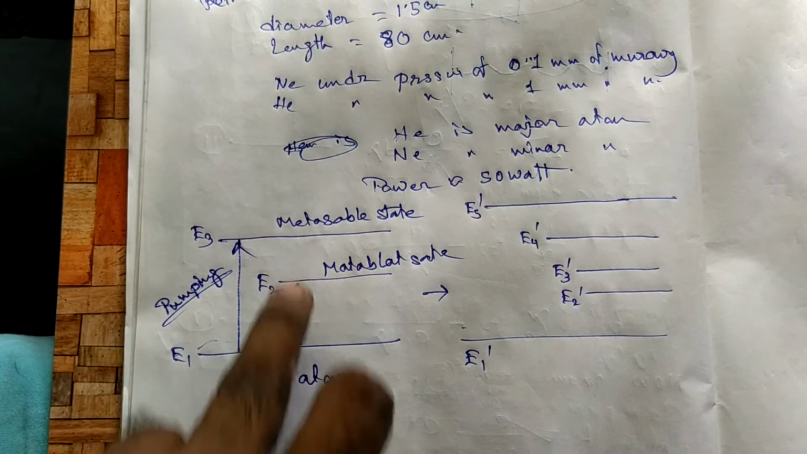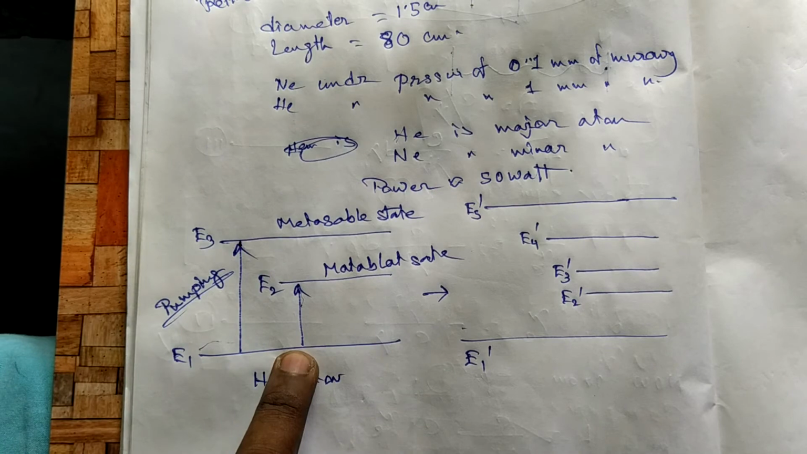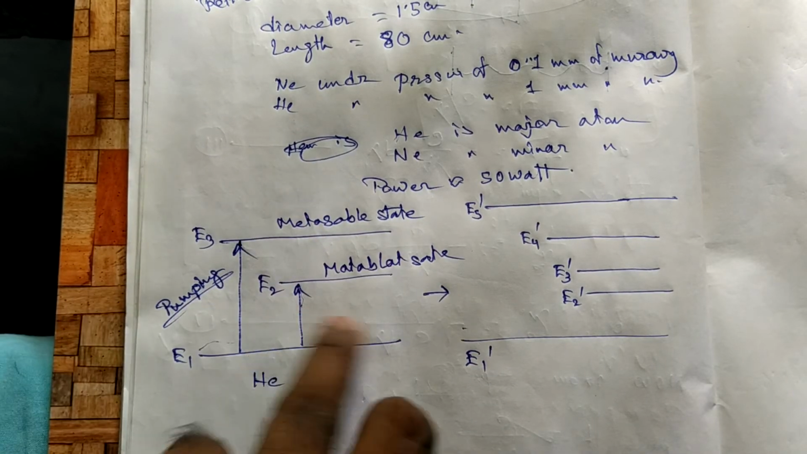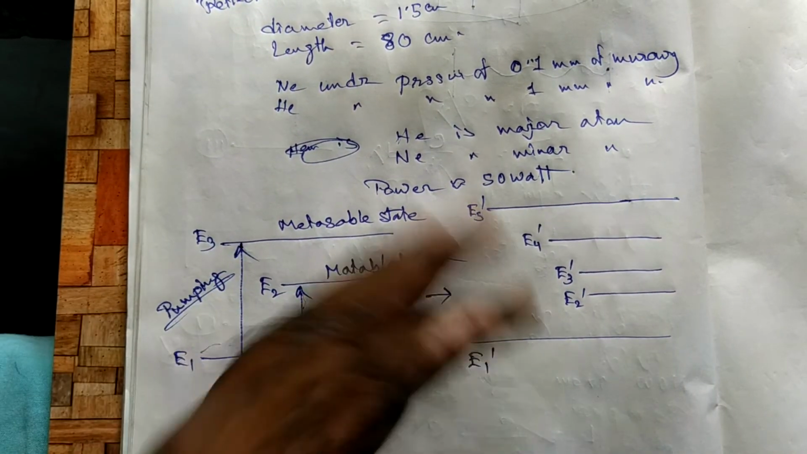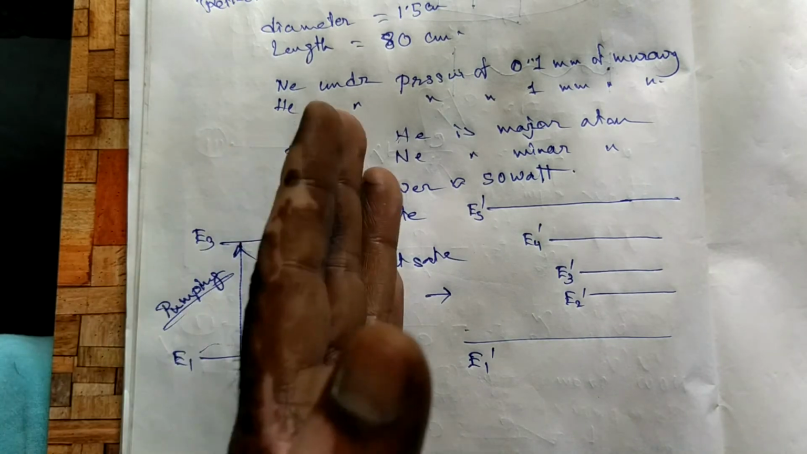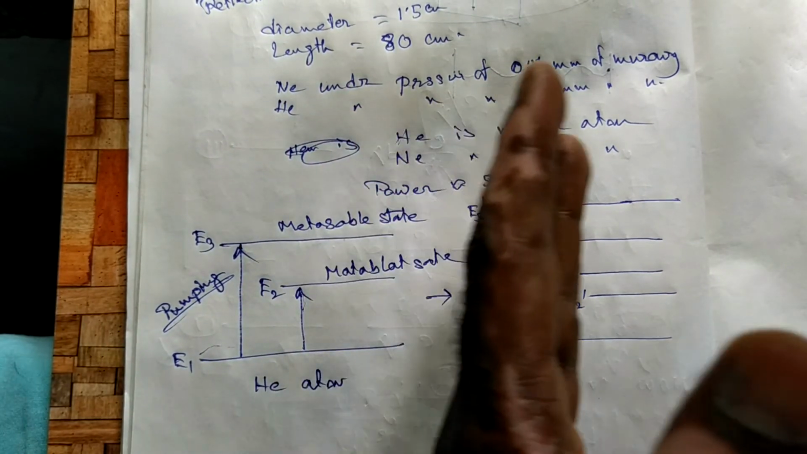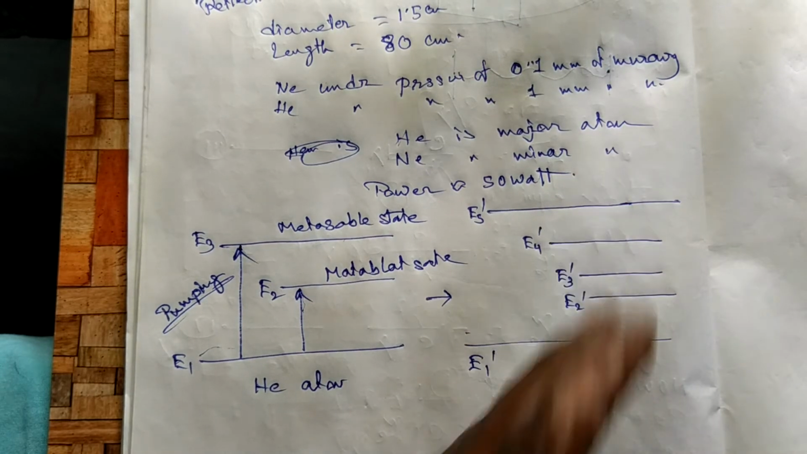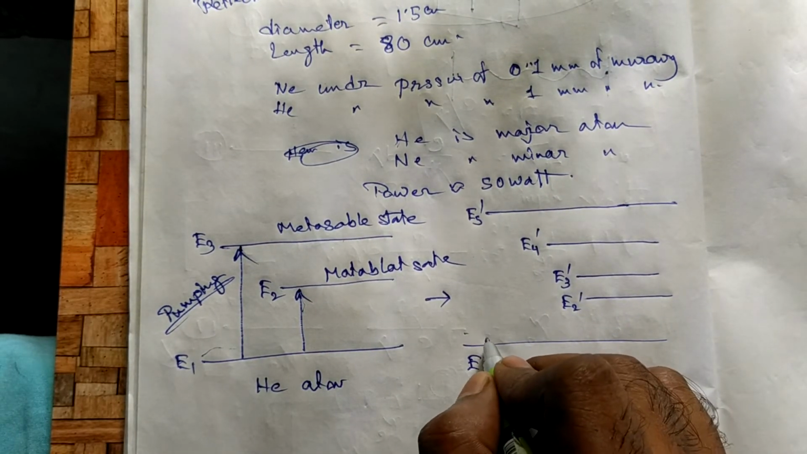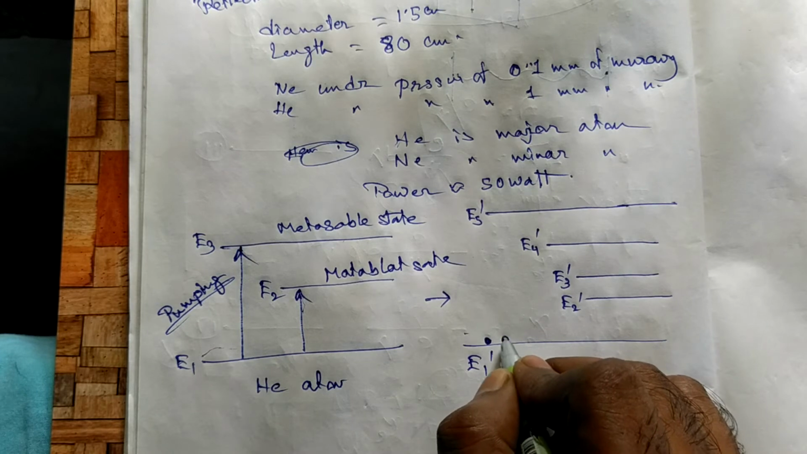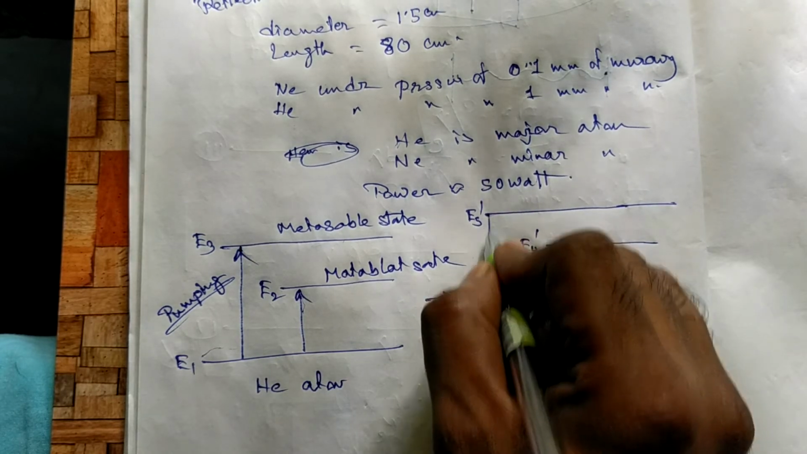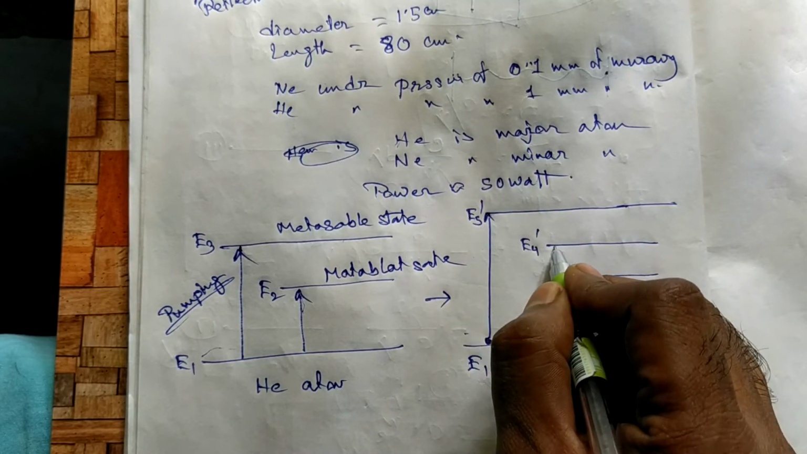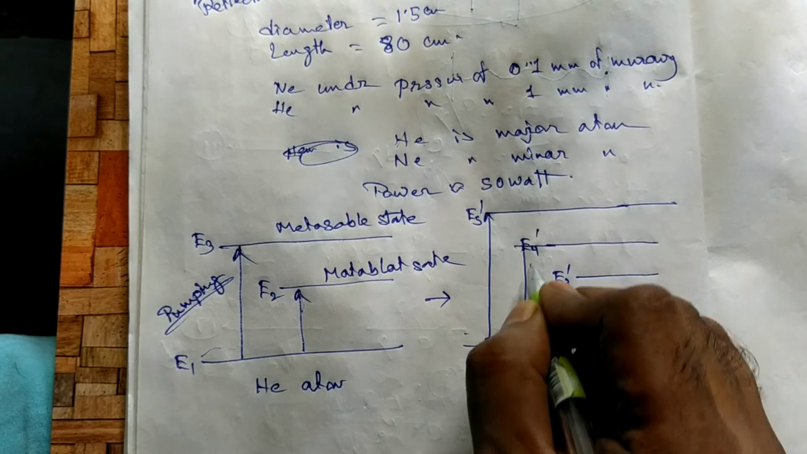When the electrons return to the initial orbit, due to this transition some energy is released from the helium atom, and this energy is taken by the neon atom. When the neon ground state atom gets the energy, it jumps to the higher energy state.